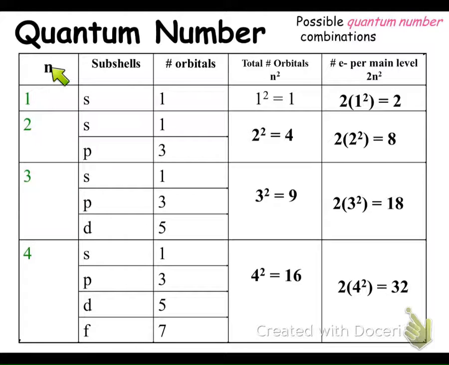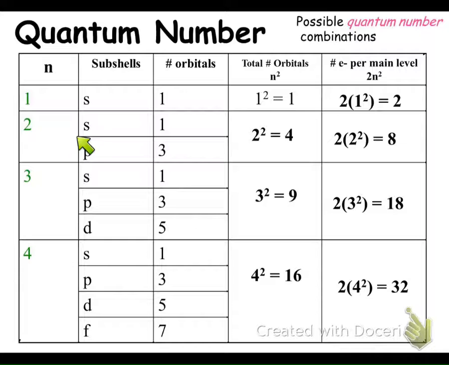Our energy level number 1 has 1 subshell, and it's the s subshell. And in the s subshell, we only have 1 orbital. That means that, calculation-wise, because the number of orbitals is n squared, we talked about that in some of the first slides, 1 squared equals 1. So I have 1 orbital. So electrons per main energy level, I can calculate that as 2n squared. So 2 times 1 squared is 2.